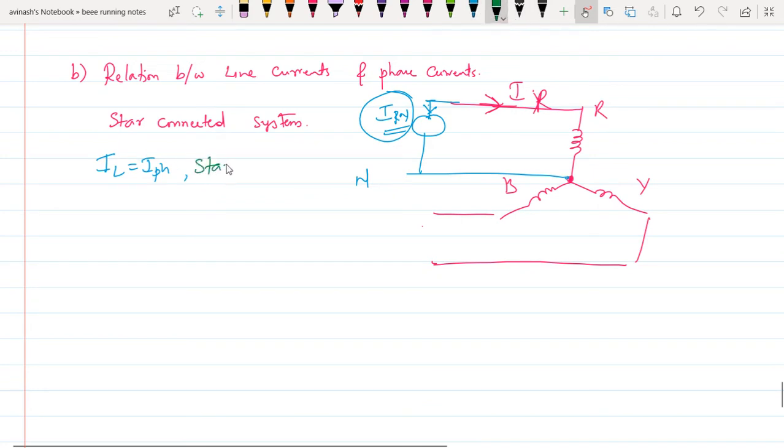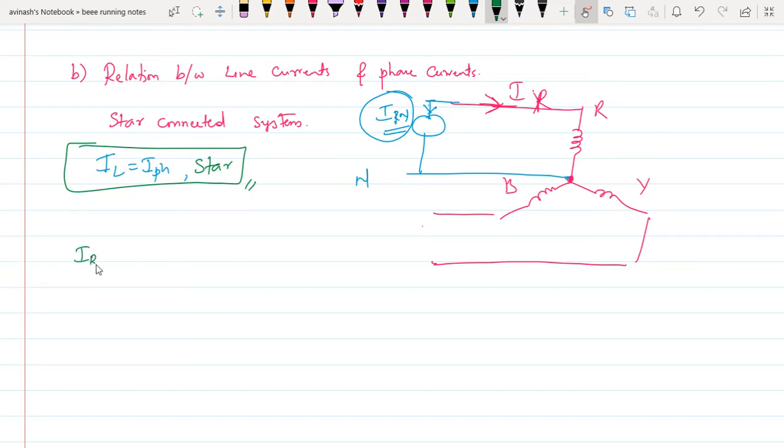In case of a star connected load, this point you have to keep in your mind: line current and phase current both are the same. That is nothing but IR is equal to IY is equal to IB is equal to the phase current. That is nothing but different phases like R to neutral, Y to neutral, B to neutral. Hope you understand this point. So that was the part B, relation between the line currents and phase currents.